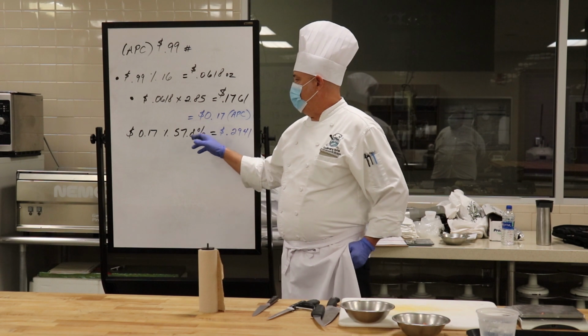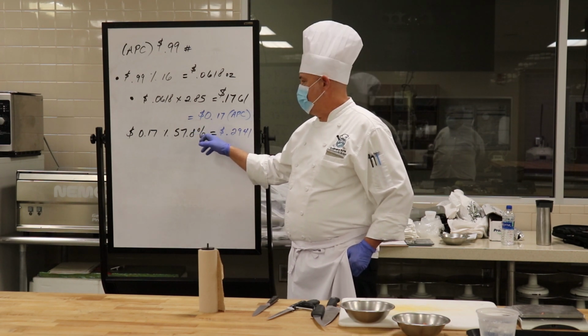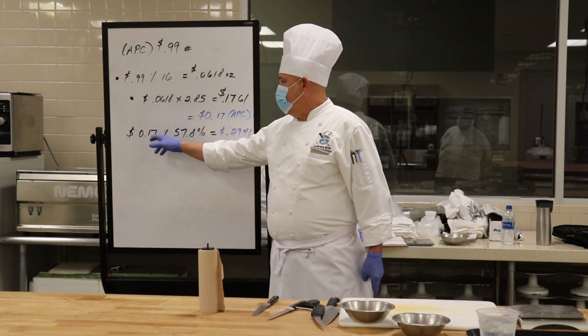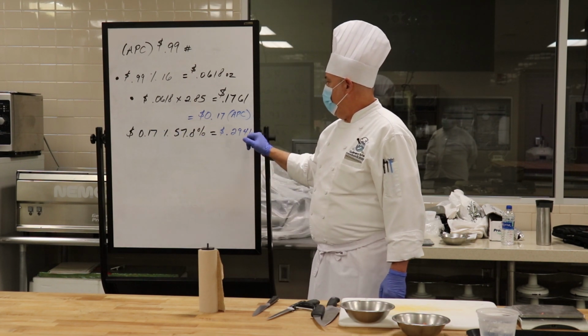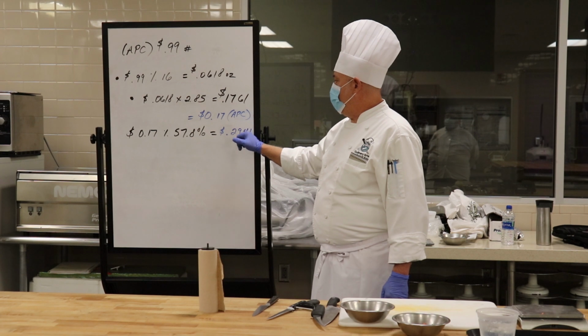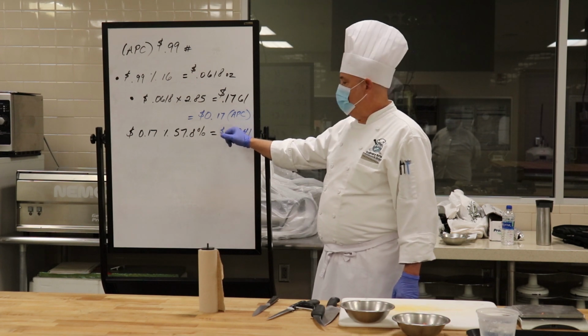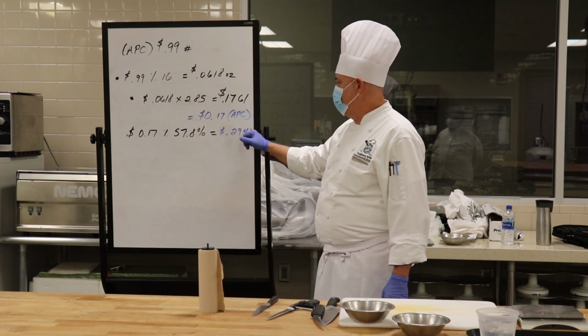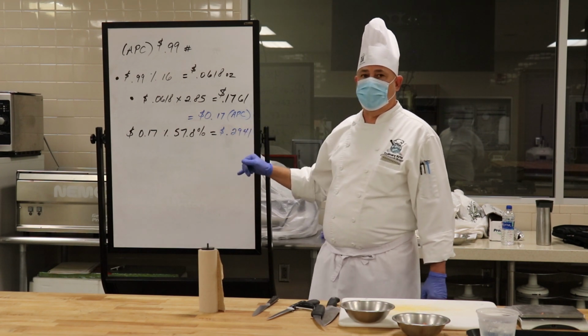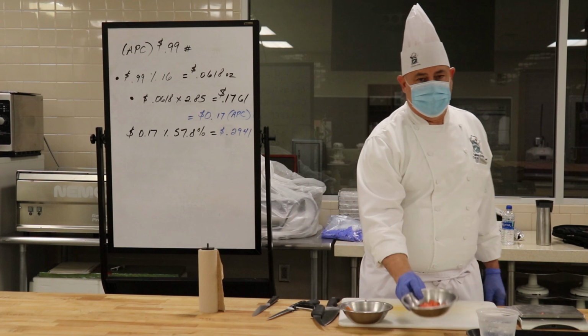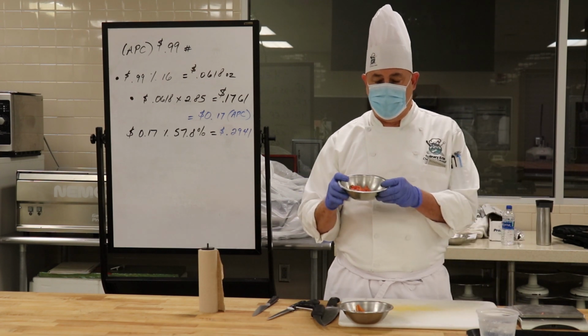Remember, our yield ended up being 57.8%. We're going to divide 17 cents by 57.8%, and we get 0.2941. And we're going to express this by moving the decimal point over 2 spots, so it's 29 cents for the edible portion of this tomato. That little tiny bit is 29 cents.